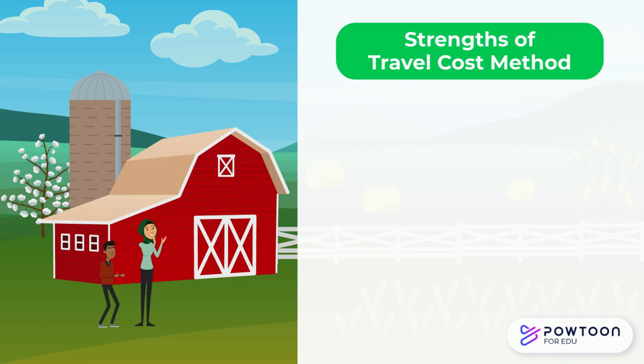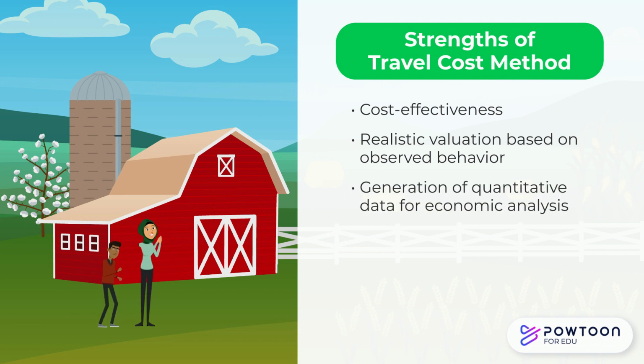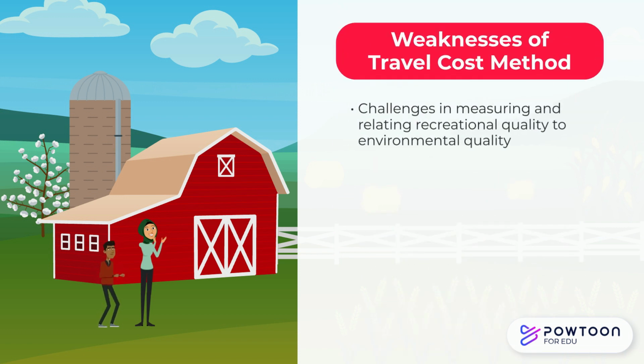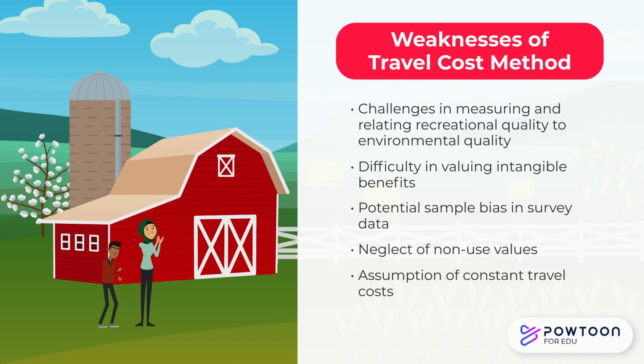Strengths of the travel cost method include its cost-effectiveness, realistic valuation based on observed behavior, generation of quantitative data for economic analysis, and effectiveness in valuing sites with a primary use value tied to physical visits. Weaknesses include challenges in measuring and relating recreational quality to environmental quality, difficulty in valuing intangible benefits, potential sample bias in survey data, neglect of non-use values, and the assumption of constant travel costs, which may not reflect real-world variations.